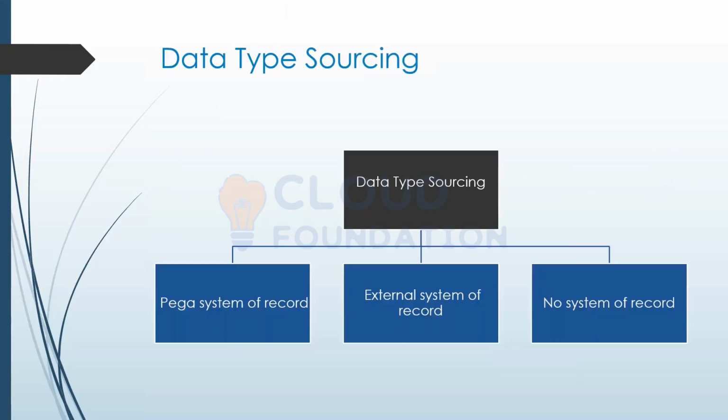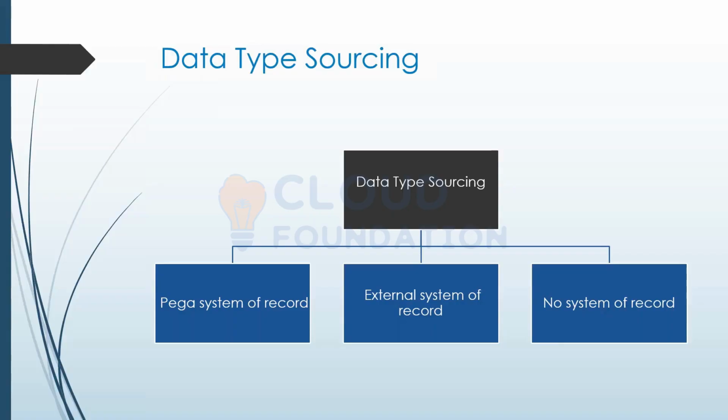Here, if you observe, we have three types of sourcing options. The first one we call Pega system of record, Pega SOR. Then we have external system of record. Then the last one is no system of record. Three options.